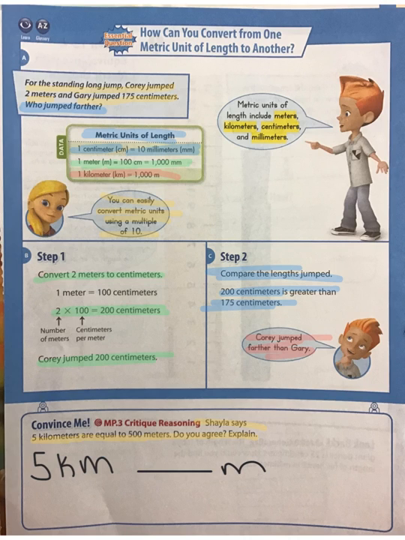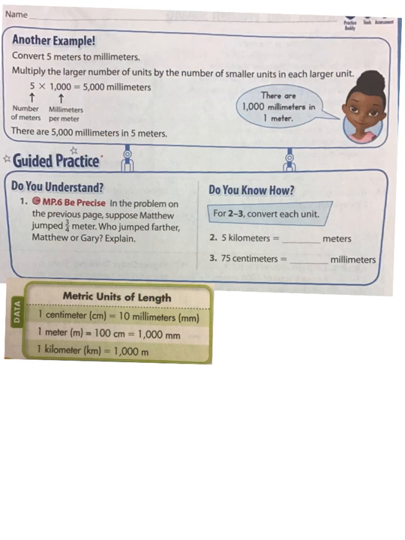If you look at your chart, I'm going to re-highlight it in yellow for you. 1 kilometer equals 1,000 meters. So if we want to know how many meters are in 5 kilometers, I'm going to just do 5 times 1,000. And my answer is going to be 5,000. So no, I disagree with Shayla because Shayla says it equals 500 meters, when in reality it equals 5,000 meters.